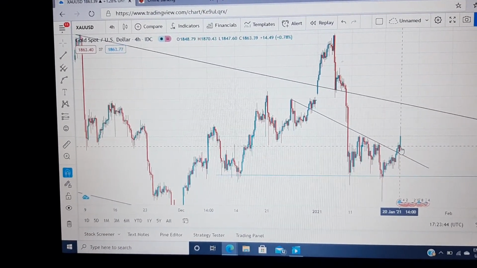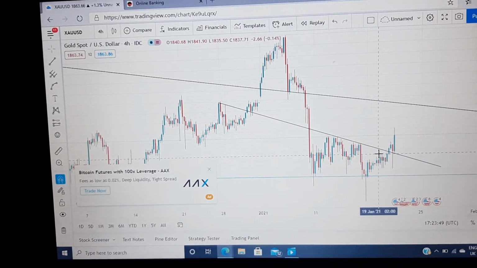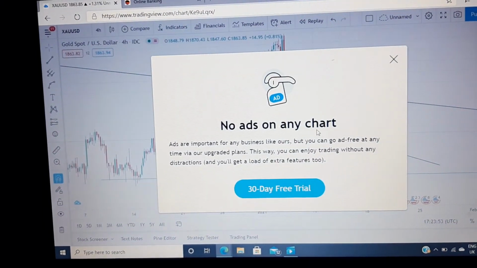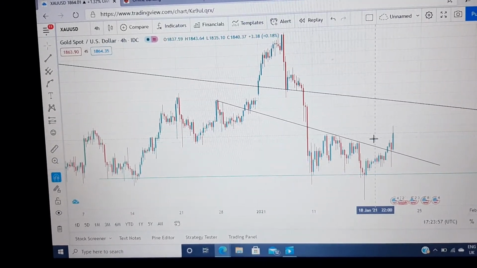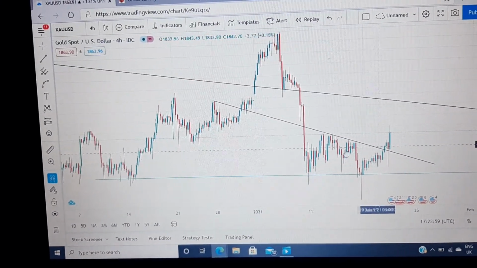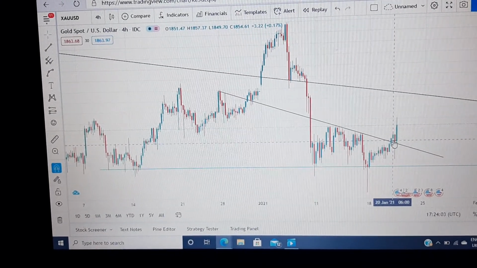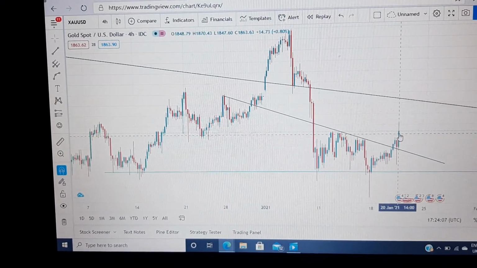Let me just zoom in a bit. Yeah, as you can see. So what actually happened here? We had a channel of 3 touches or more, and then we had a breakout, and then we had a retest, and then it's a continuation of going up.